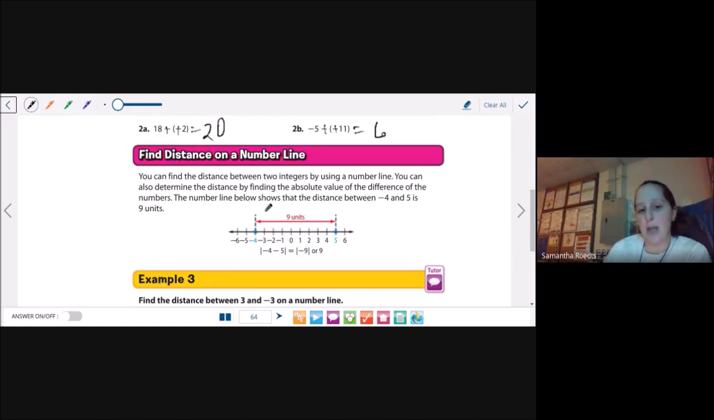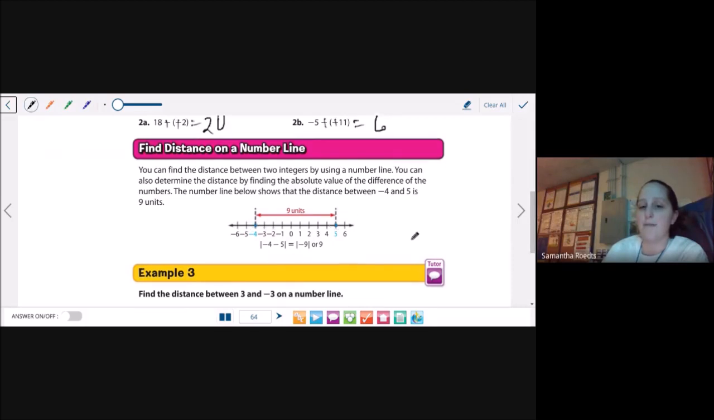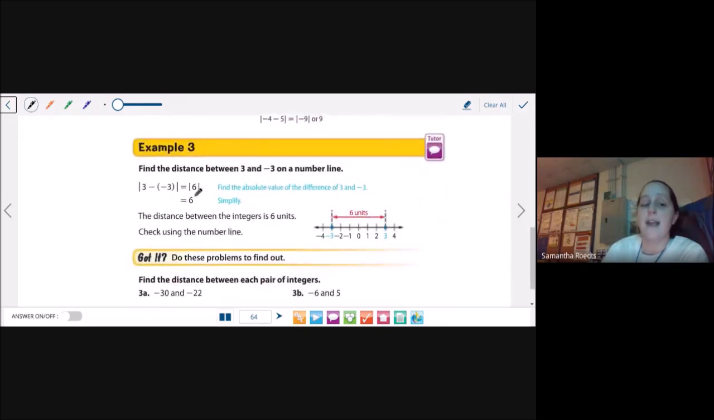Find distance on a number line. You can find the distance between two integers by using a number line. You can also determine the distance by finding the absolute value of the difference of the numbers. The number line below shows that the distance between negative 4 and 5 is 9 units. Example 3, find the distance between 3 and negative 3 on the number line. So 3 minus negative 3 equals 6. So my distance is 6.